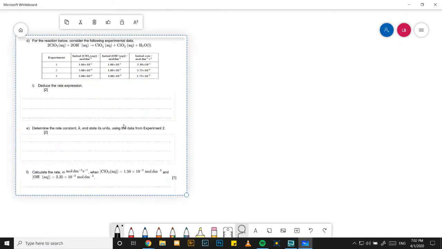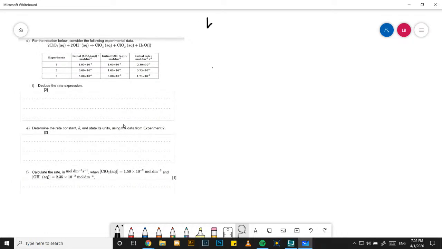Okay, so here it is. The rate constant. I know that my equation is R equals K ClO2 squared OH minus to the power of 1. Now I can substitute in everything I need to substitute in. I'll just use all the data from experiment 1.